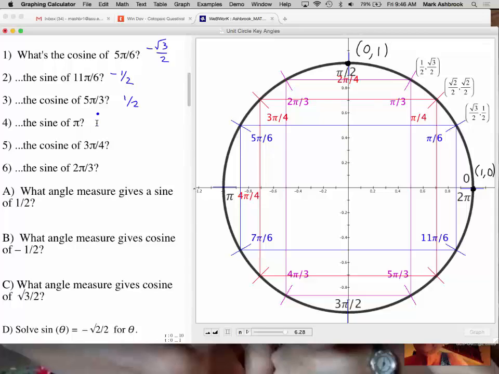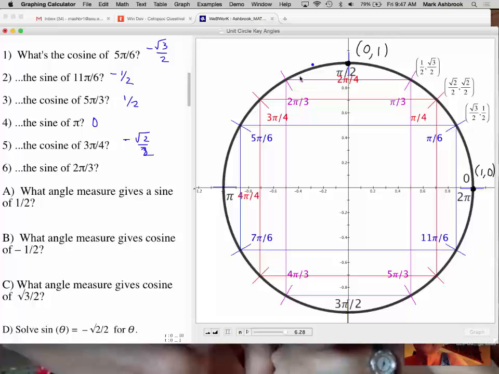Jimeno, sine of pi. 0. Cosine of 3 pi over 4. It's Daniel, right? Okay. Negative root 2 over 2. Agree? Sine of 2 pi over 3. Let's skip and go to Colleen. Bryce, sorry. Sine of 2 pi over 3.